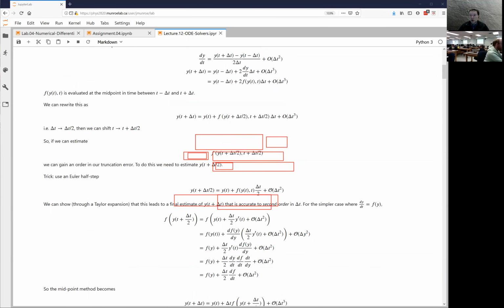And then what we can do is take that third point, or that middle point, and evaluate the slope at that point. That is the function evaluated with y star in this location and t plus delta t over 2 in that location. You get a number. We're going to call that S2.